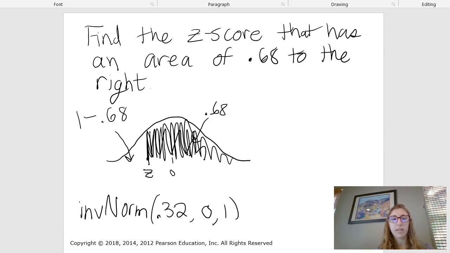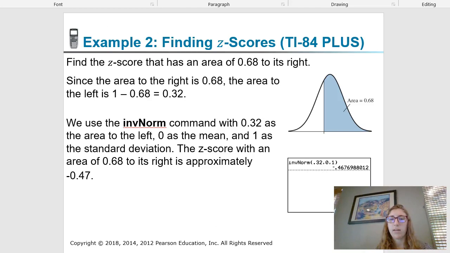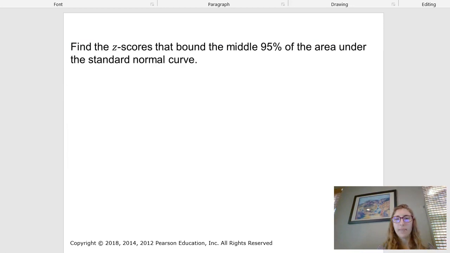All right, so please plug that in your calculator. Make sure we should get our negative 0.47 if we're rounding properly. Again, with these problems, please make sure that it makes sense to you. Now please do this problem.